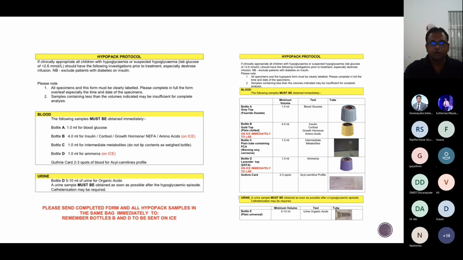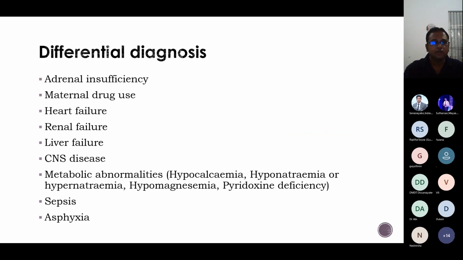So by the way, when you are working in UK, you have to do all these bloods. Nurses are not going to take bloods for you. So you have to do these bloods. Right. So what are the other differential diagnoses we have to think about?